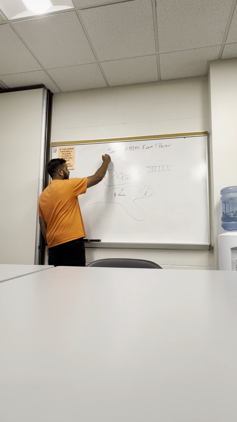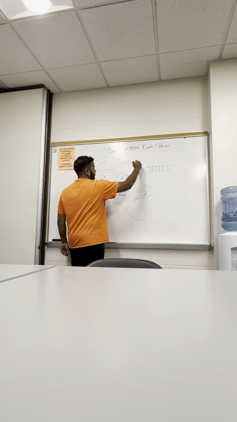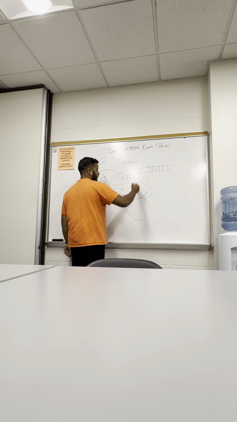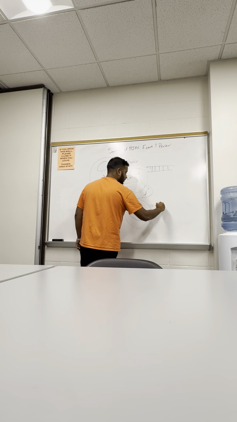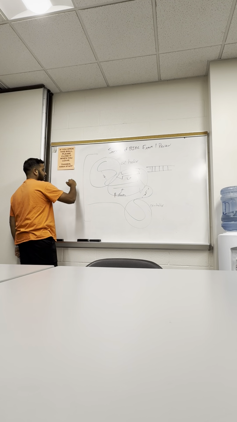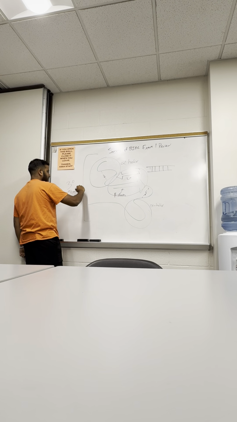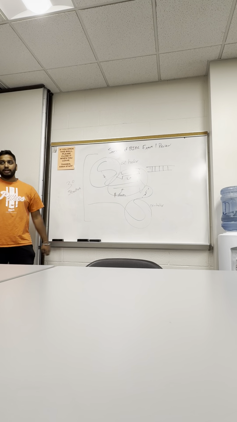So this part right here would be the alpha helix. This is the beta sheet. This is another alpha helix. But overall, this is the tertiary structure. Now, if there were two or more of these interacting with each other, that's quaternary.